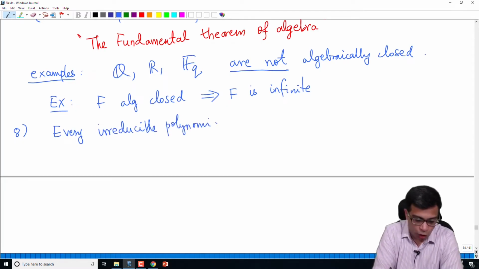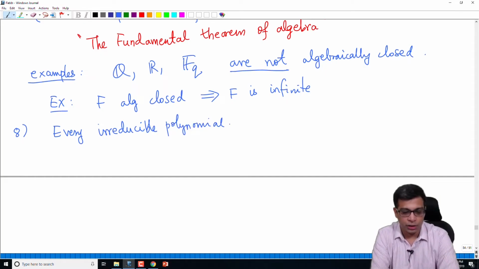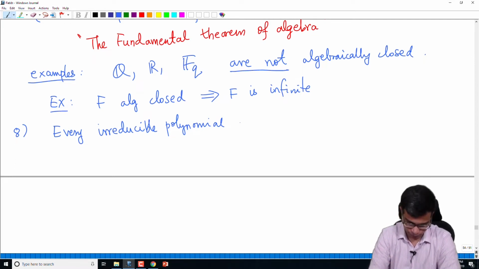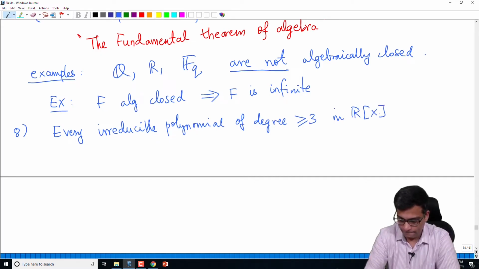So I just commented just now that the real number field is not algebraically closed, because there are degree 2 polynomials which have no roots. For example, x squared plus 1 has no root. In this exercise, we will show that any degree 3 or higher polynomial which is irreducible has a real root.